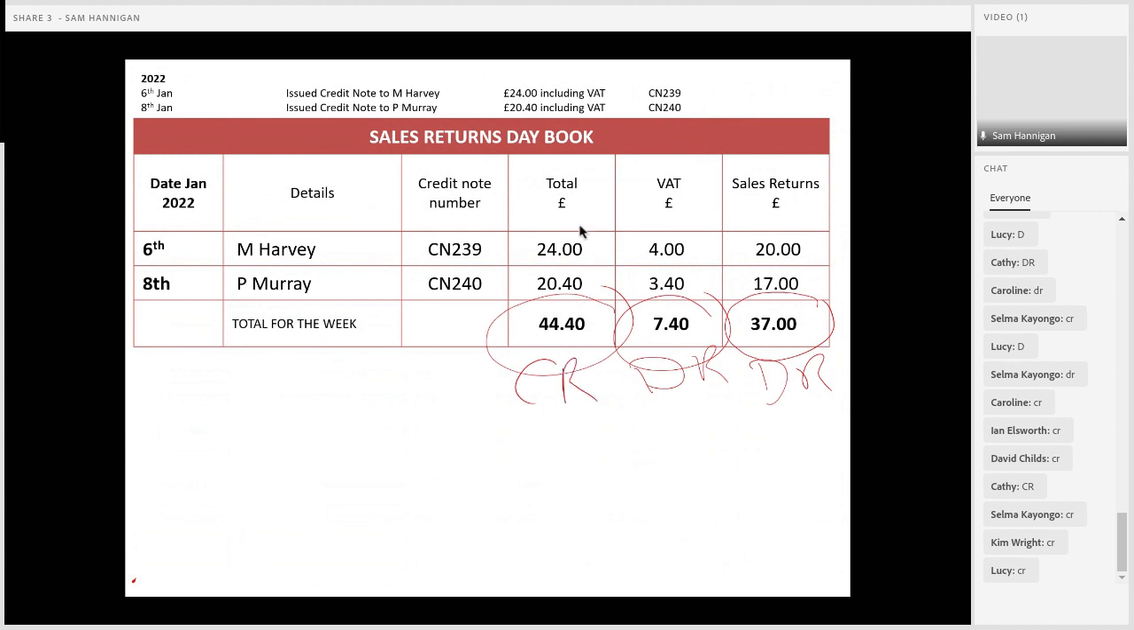And then the individual amounts would go in the memorandum account. Keep wanting to say subsidiary. The memorandum account, and that is done using the total. So the totals are entered as a credit in their account, and that reduces the amount they owe us, so it reduces the asset. Everybody okay with that? Because I'm now going to move on.